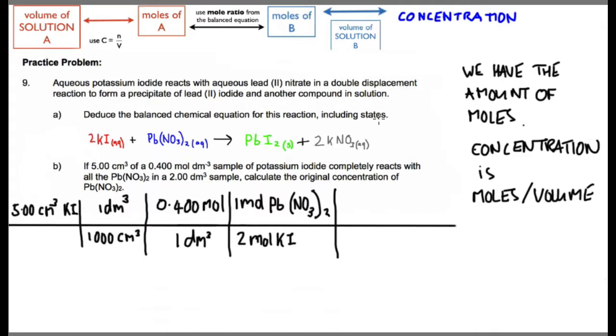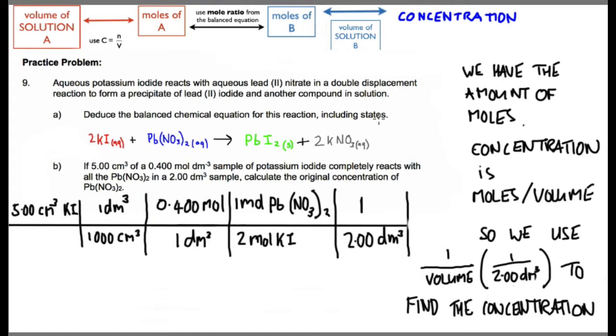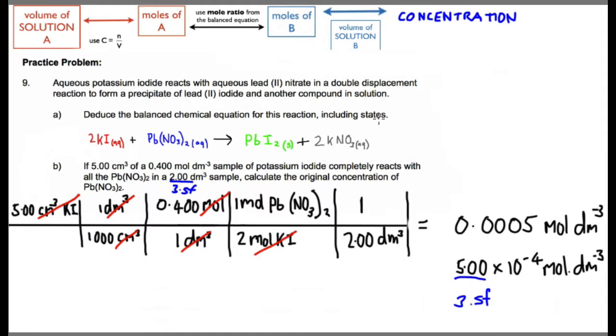And next, we have the amount in moles already, that's what we've calculated. And since we know concentration is moles per volume, we just need to divide by the volume that we have there. We can see that we have a 2 decimeter cubed sample, and so we can add 1 over 2 decimeter cubed to our railway track.